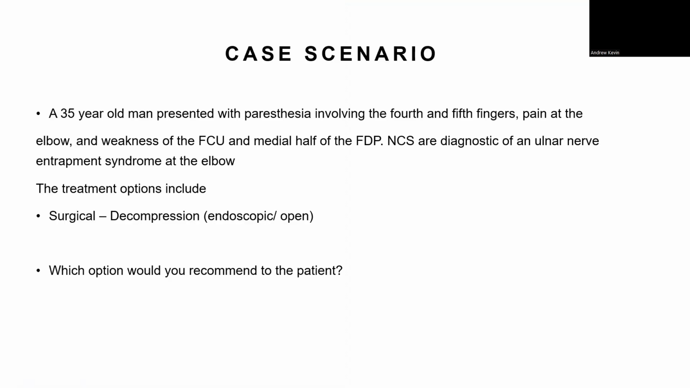Start with the case scenario. A 35-year-old man has presented with paresthesias of the fourth and fifth fingers, pain at the elbow, weakness of the flexor carpi ulnaris, and the medial half of the flexor digitorum profundus. Nerve conduction studies have diagnosed an ulnar nerve entrapment syndrome at the elbow. Now, the treatment options for this patient are mainly surgical. These include surgical decompression of the nerve at the elbow, which could be endoscopic or open. Between these two, which option do you recommend to this patient?